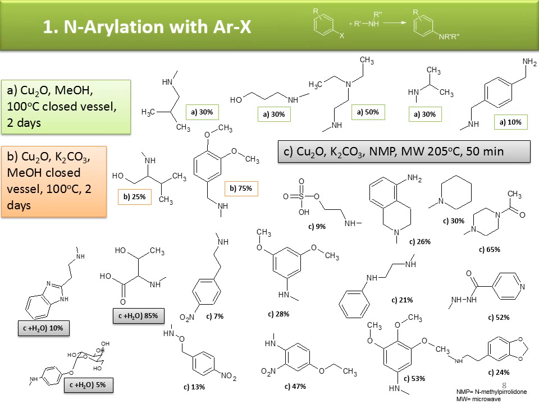In some cases, a mixture of NMP and water was needed to improve the solubility of the alkaline catalyst and the amine, allowing the reaction to proceed under these conditions. So the amination reaction worked not only for alkyl amines, but also for cyclic and aromatic amines.